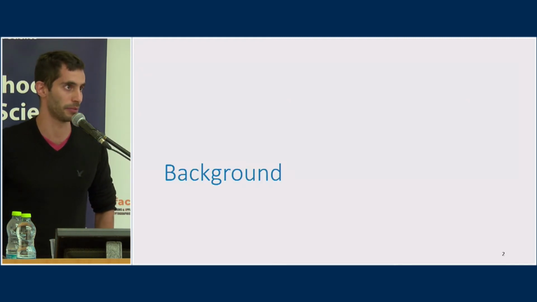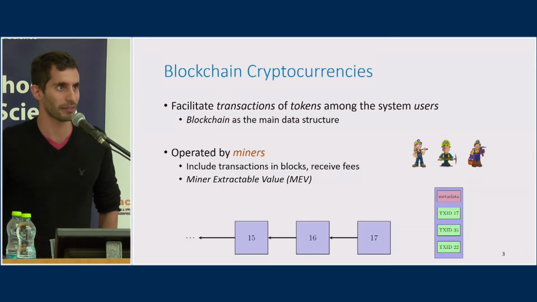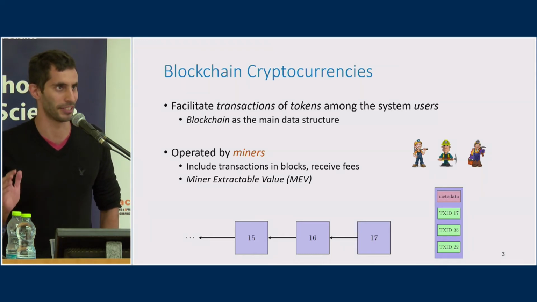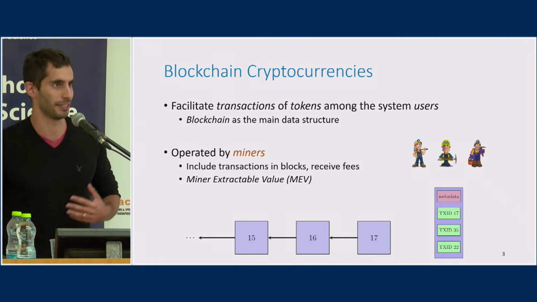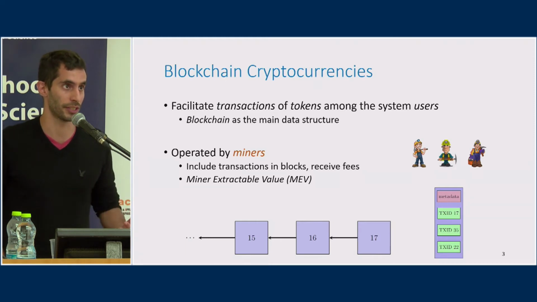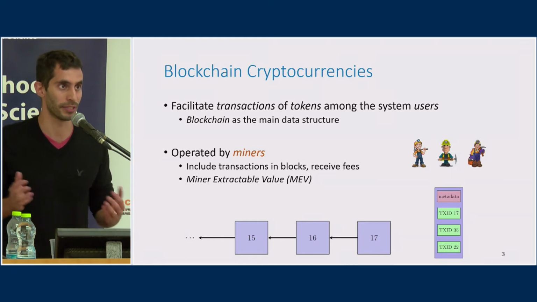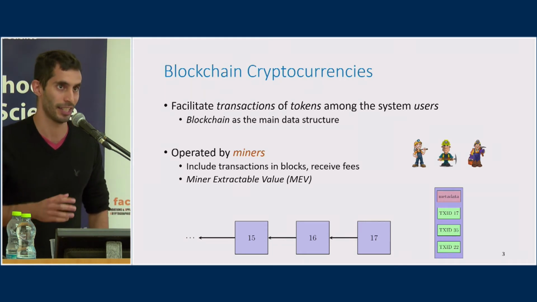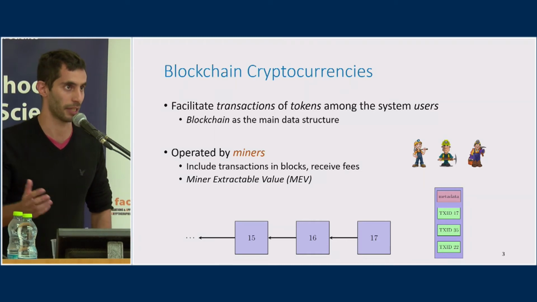I'll start with some background to make sure we're all on the same page. We have blockchain cryptocurrencies, which are systems that facilitate transactions of tokens among the users, and they use the blockchain as the main data structure. The main operators in the system are the miners. They include transactions in blocks, and they receive transaction fees for doing so. Miners are incentivized to choose which transactions they want to include, and obviously they want to optimize to get the maximal reward from that. We call these optimizations MEV, miner extractable value.